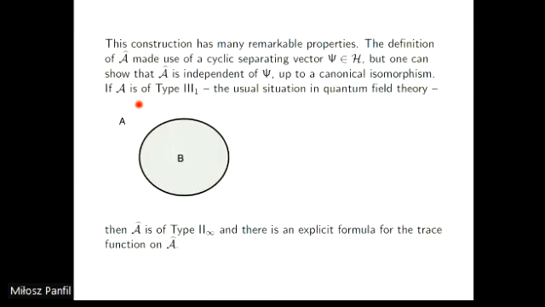And if the original algebra is of type 3 or type 3.1, the usual situation in quantum field theory, then the new algebra is of type 2 infinity. Unfortunately, I told you about a type 2.1 algebra. I didn't quite define type 2 infinity. Maybe I will do it on the blackboard.